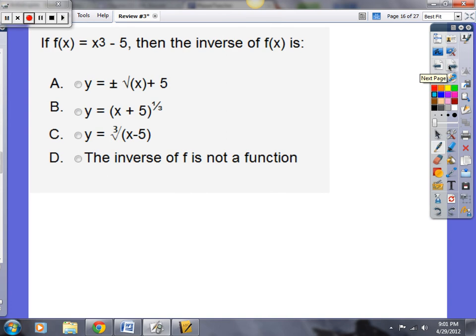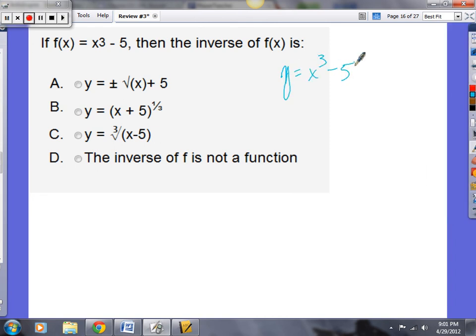Alright, your function is x cubed minus 5. Find the inverse. So it's really y equals x cubed minus 5. Move number 1, switch x and y spots. So it's going to be x equals y cubed minus 5. And then solve for y. So plus 5, plus 5. It's going to be x plus 5 equals y cubed.